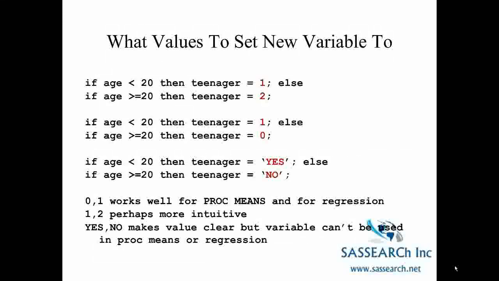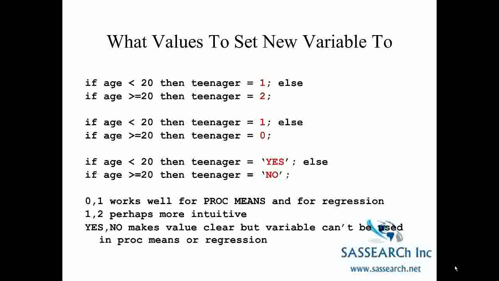So what are some values to set a new variable to? We could say if age is less than 20, then teenager equals 1. Else, if age is greater than or equal to 20, then teenager equals 2. Or we could recode it with 1, 0. 0, 1 works well for proc means and for regression. 1, 2 can be used. It's sometimes perhaps more intuitive.